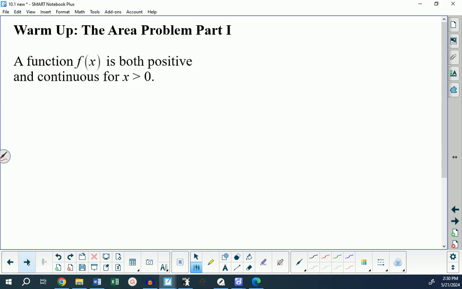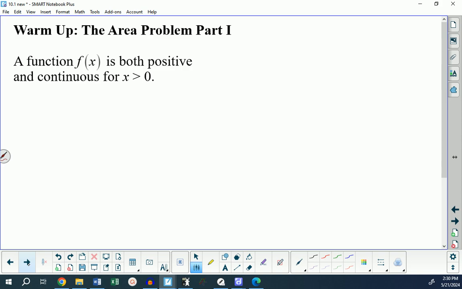So, we have this area problem. It's kind of like the tangent problem. We had the tangent problem. How do we determine the slope of a tangent to a function at any point on the function? There was a problem. And that led us to derivatives and this whole branch of calculus called differential calculus. Well, we have an area problem now, which is going to lead us to what are called integrals, which leads us to integral calculus.